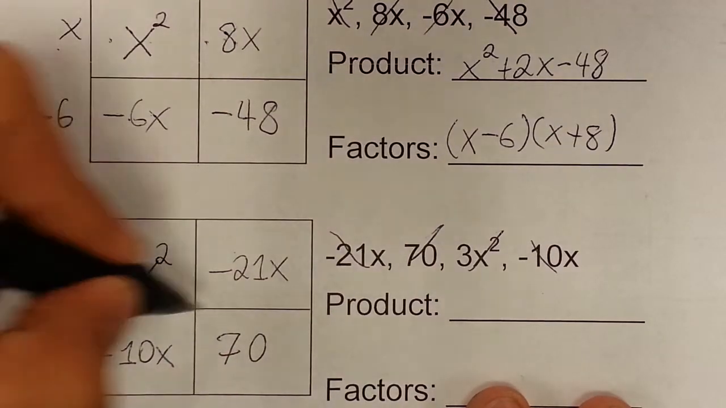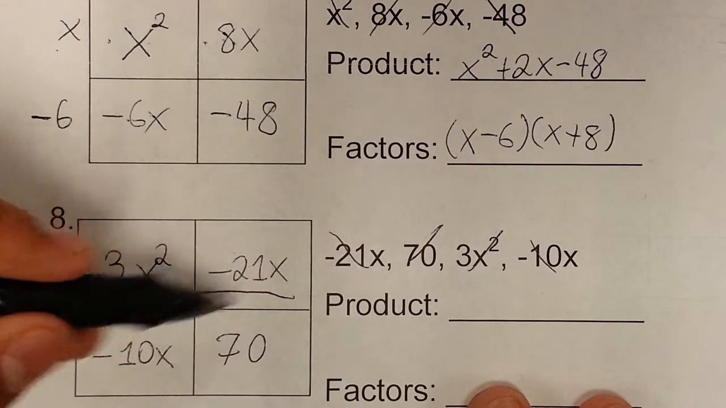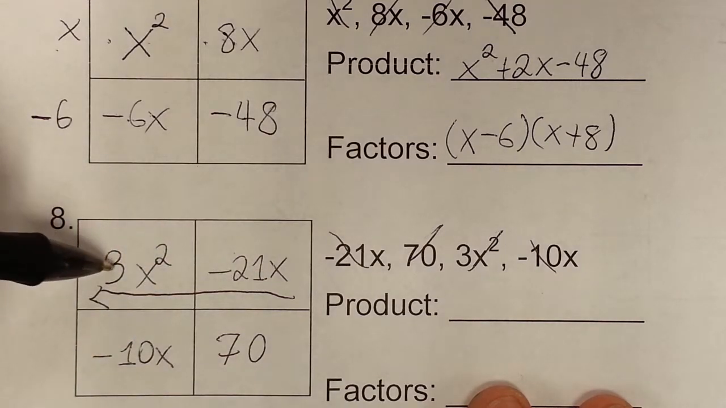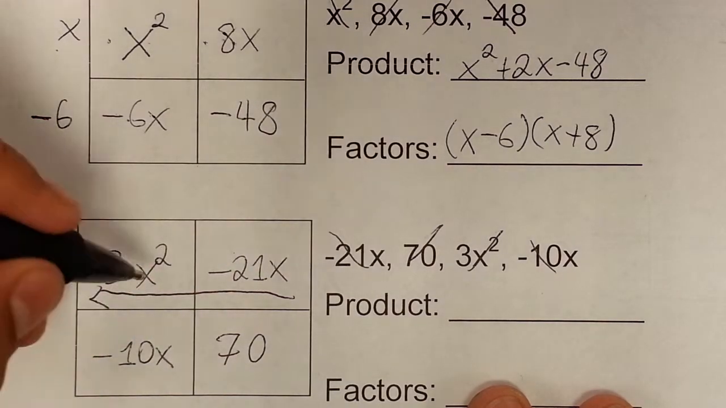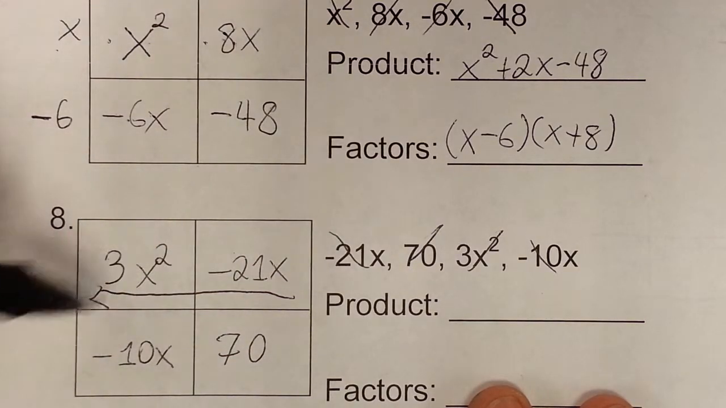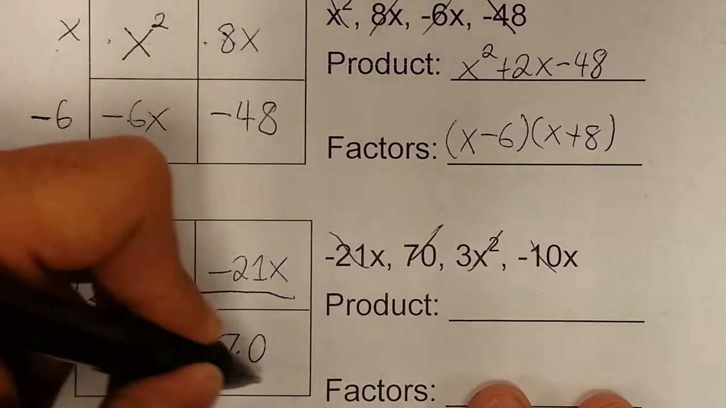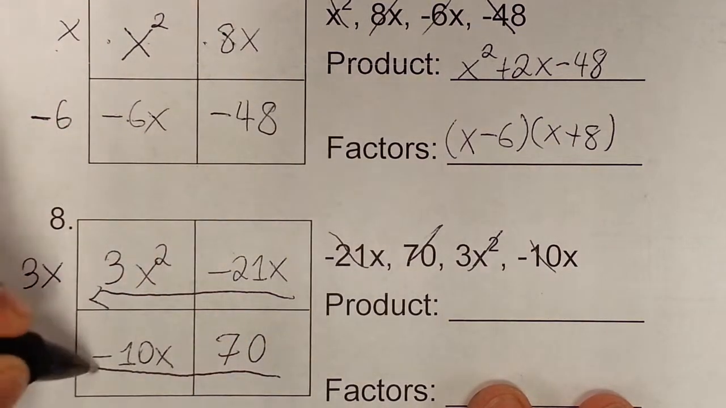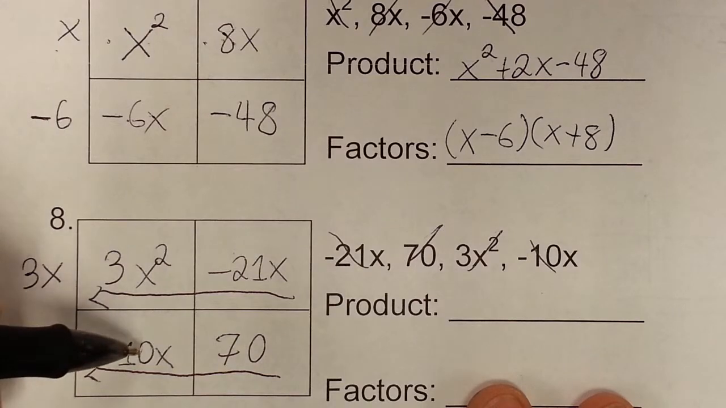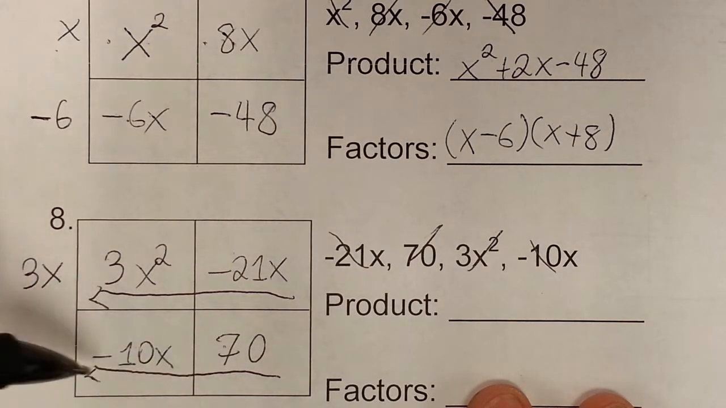So, across here, we've got 3x squared and negative 21x. 3 can go into 3, and 3 can also go into 21. And they both have at least one x. Here's an x here, and there's two x's here, so I can factor out a 3 and an x. For 10x and 70, 10 can go into itself and can also go into 70. 70 does not have an x, so there's no x to factor out. So I can factor out a 10.